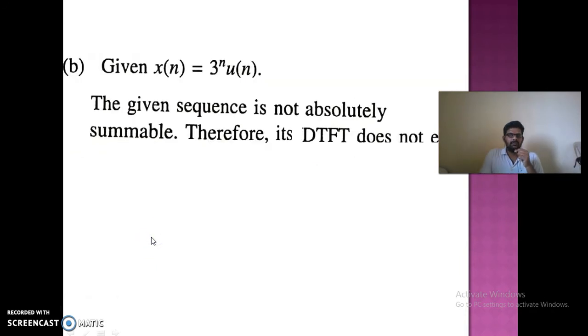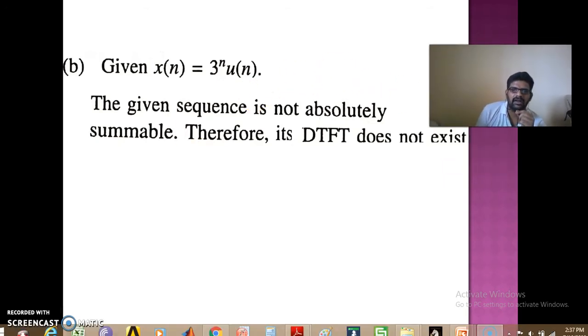Next example, it is not absolutely summable, because 3 power n u of n is not absolutely summable. One is a left side function and one is a right side function. Both the functions are not absolutely summable, so the DTFT does not exist.